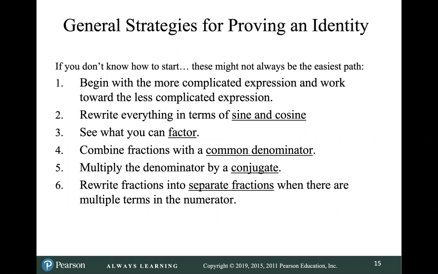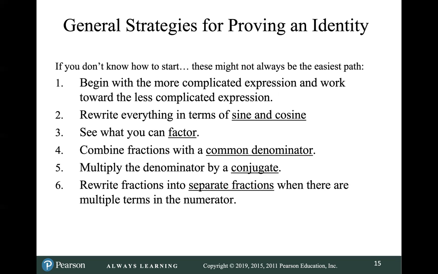Okay, but if you're stuck, if you want kind of a checklist of things that you can try, here's a list. Starting with the more complicated side and simplifying tends to be easier because we have a lot of practice simplifying expressions. If you are working with trigonometric functions and you get stuck, write everything into sine and cosine. All of our 6 basic trigonometric functions can be written in terms of sine and cosine. Then you might be able to see some patterns. Okay, see what you can factor. Factoring means you might be able to reduce. If that doesn't work, try combining fractions with a common denominator.